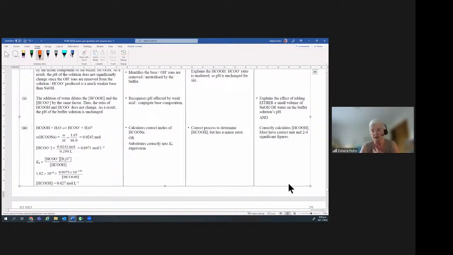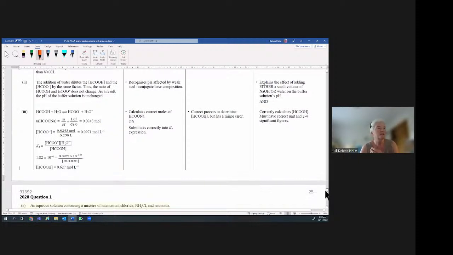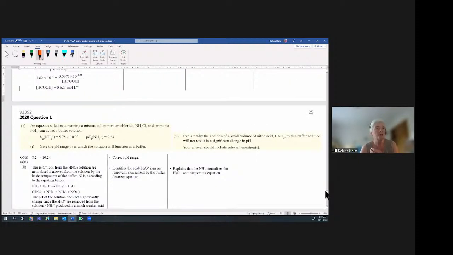So did I answer that in terms of the buffer? Here is another one. Again, the range over which it'll function. Ideally, you want within a pH unit. It's just like your indicator, a pH unit. So this buffer works best from 8.24 to 10.24. You just add a unit and subtract a unit to get the starting point and the end point.